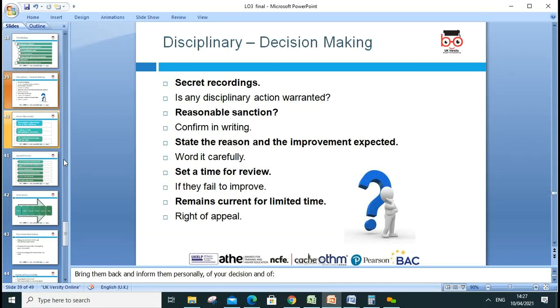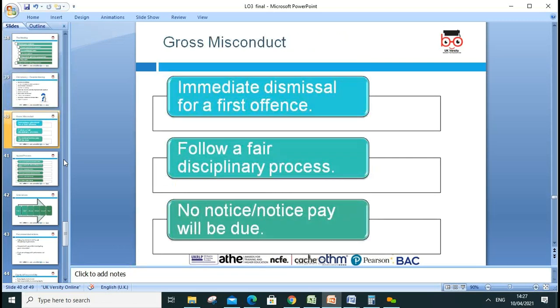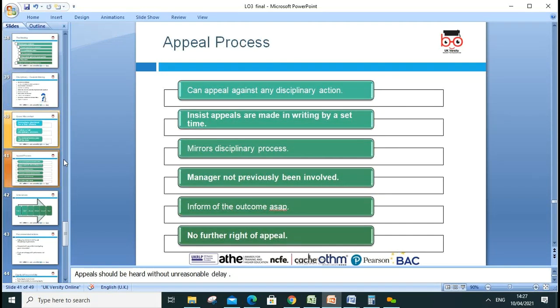Of course, for disciplinary actions, we cannot do secret recording. There need to be reasonable sanctions, stating the reason and the improvement expected, which we check at the time of reviews. That can be gross misconduct. We should have a separate department, and an appeal process needs to be set up in our organization. If we don't, we really can't proceed.